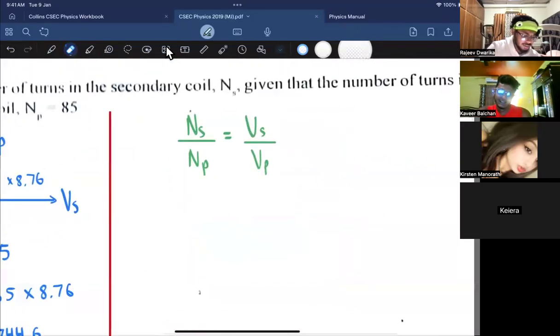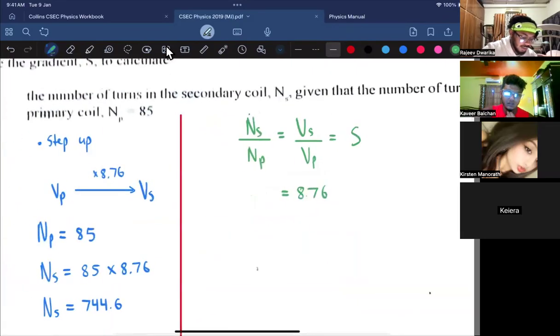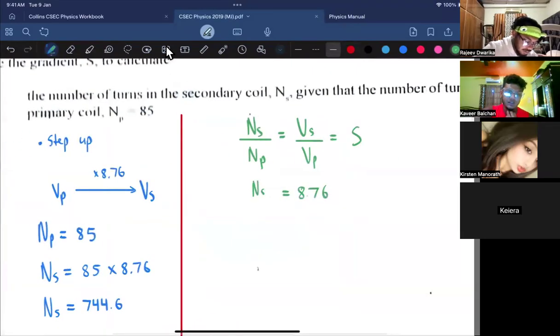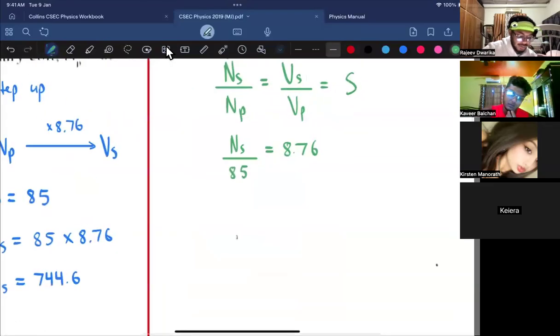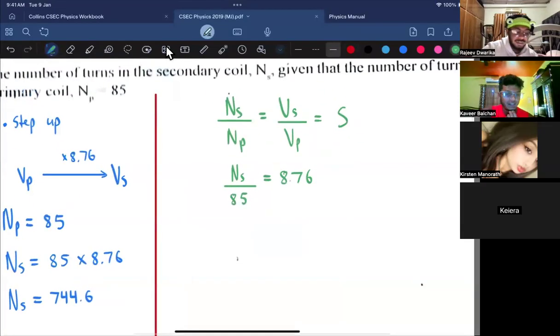Right, and this is the mathematical approach. So we know what VS over VP is. VS over VP is the gradient. That's the gradient, that's equal to S. You put that in, and they give you NP. Right. Find out the number of turns in the secondary, that's what we're finding.